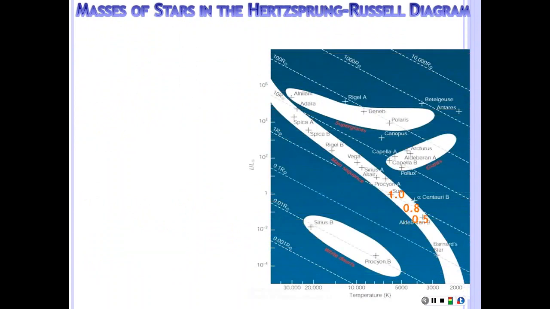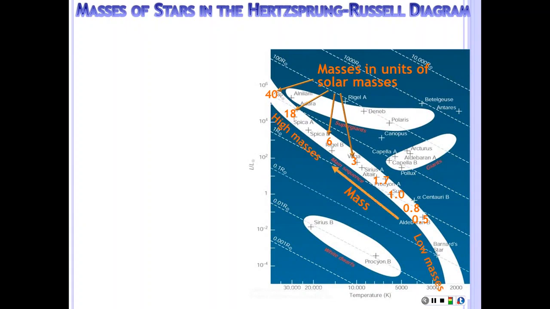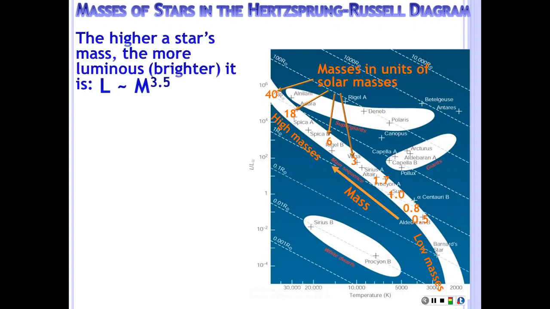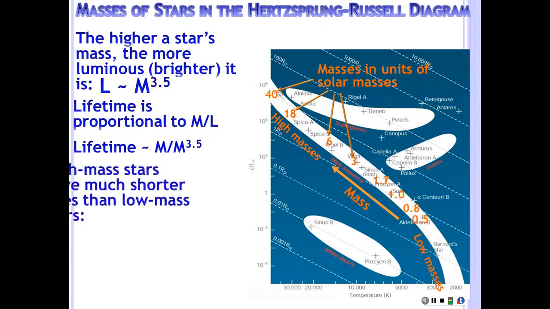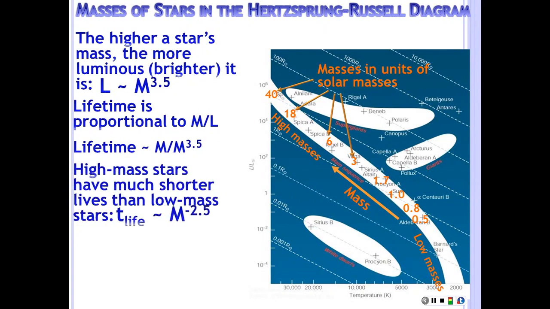Okay, so here we have an HR diagram again, and here we have the different masses put on. So we've got the mass in solar masses, low masses at the red end, high masses at the blue end. And so remember that luminosity goes as mass to 3.5, and lifetime is proportional to the mass over the luminosity. So the mass gives you how much fuel you've got, and the luminosity tells you how fast you're using it. But if the luminosity goes as m to 3.5, you can get rid of that one. And so it means that the lifetime is inversely proportional to the mass to the power 2.5.